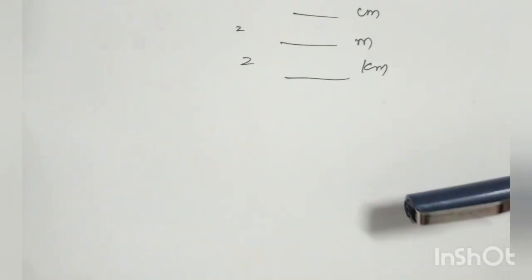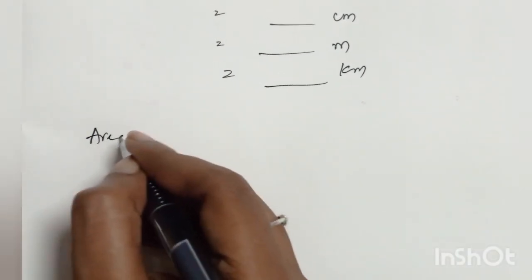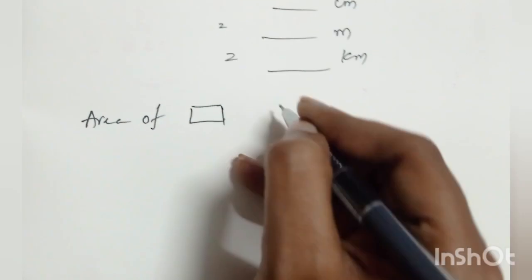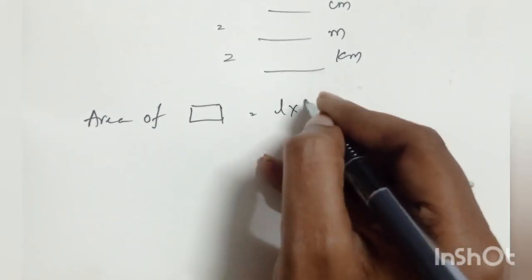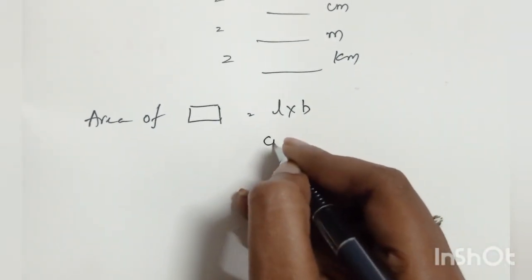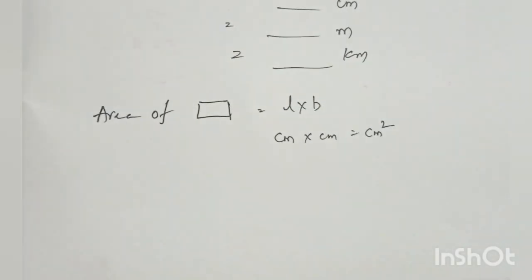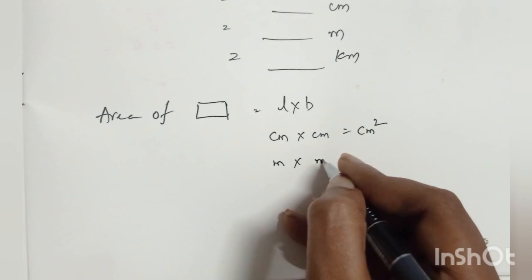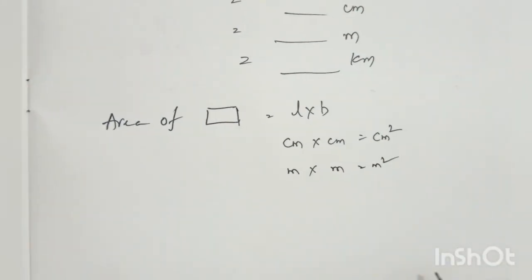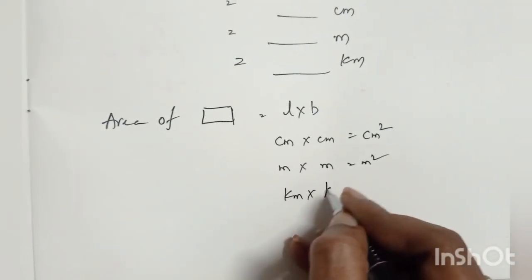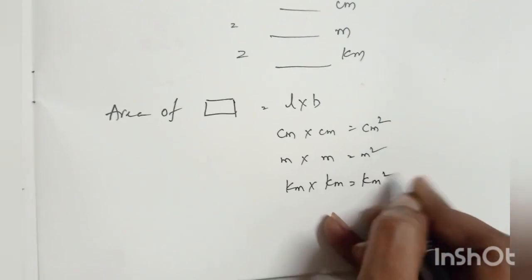And what about the area of a rectangle? If it comes to the area of a rectangle, the formula is L into B. That means if they give centimeters, you will write the answer in centimeter square. If they give meters, you will write the answer in meter square. If they give kilometers, you will write the answer as kilometer square.